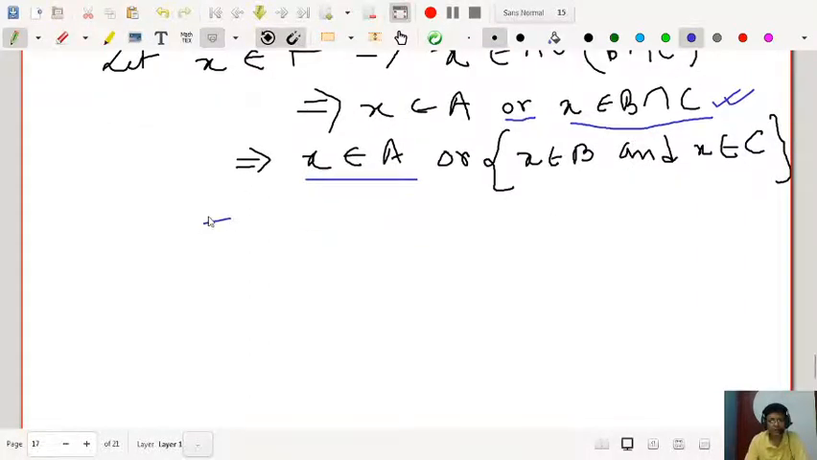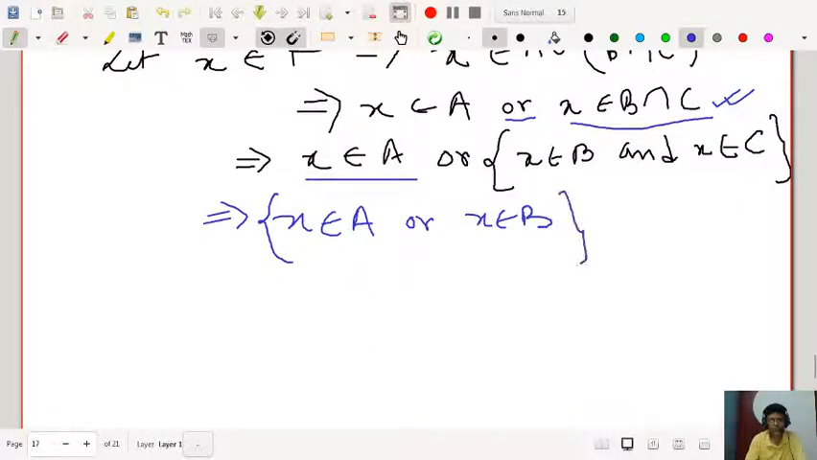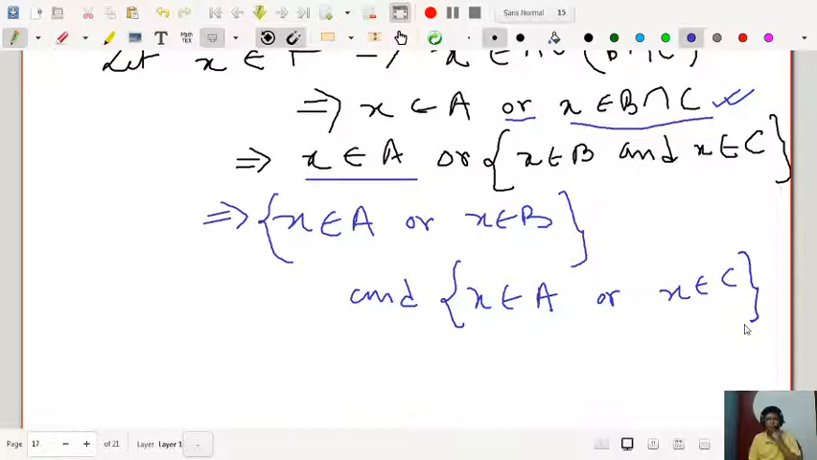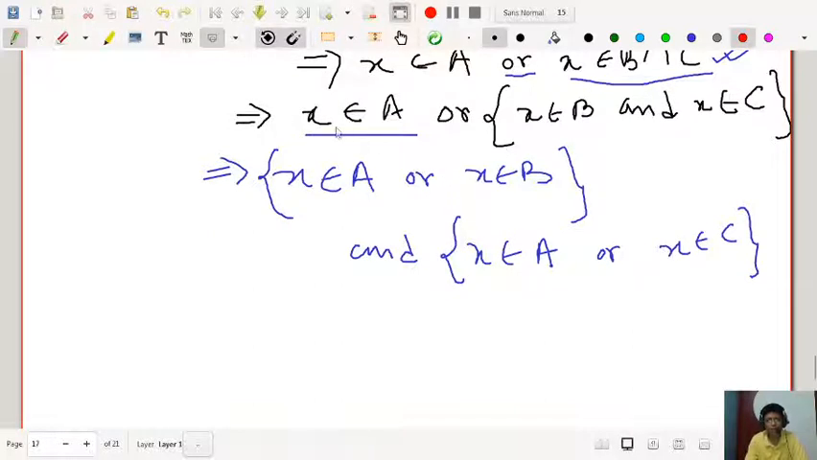Okay. Now I am writing. So I will open the bracket and write X belongs to A or X belongs to B, and the next step is implied by the previous step, X belongs to A or X belongs to C. Have you got that? Yes, I've got it. Clear, Ismail? What I'm doing, I'm just opening the bracket and pairing up.